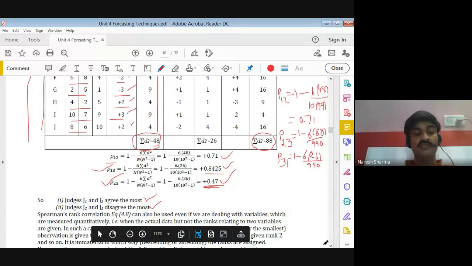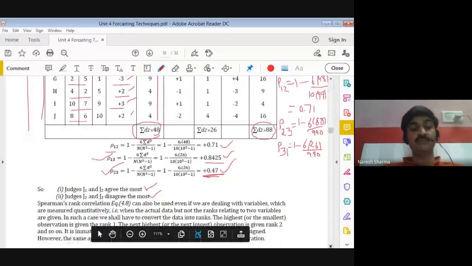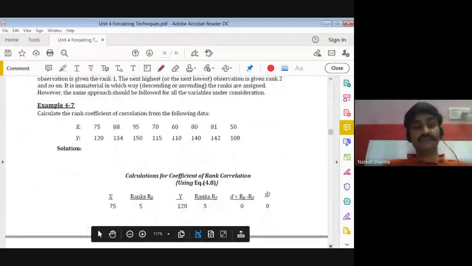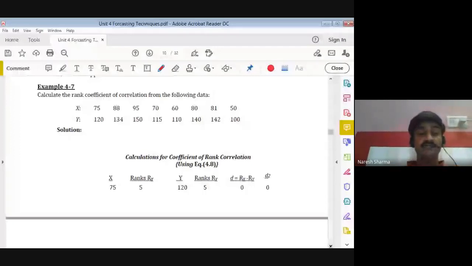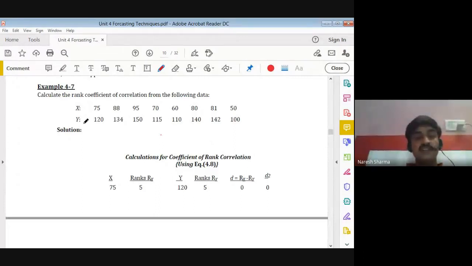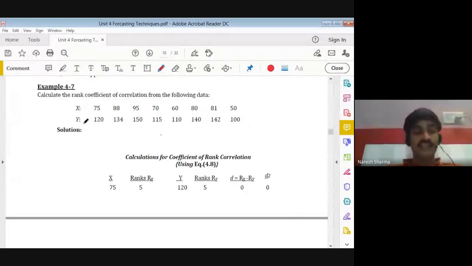So in the same way, let's see another example. Like here we have the data x and y, and we want to check the rank correlation between these data. The main thing that you need to take care of is that once you have ranks given, you can use directly d, that is the difference between the ranks.